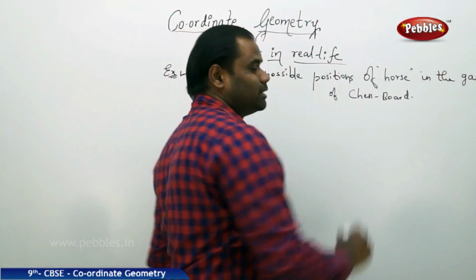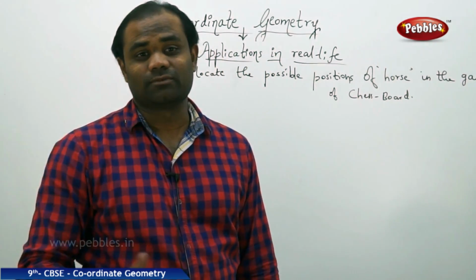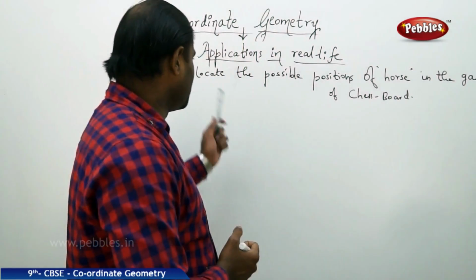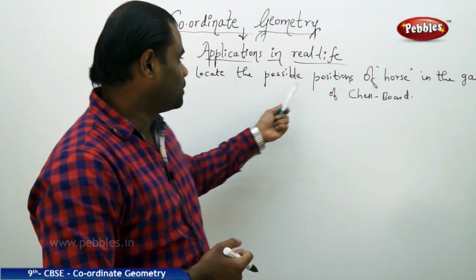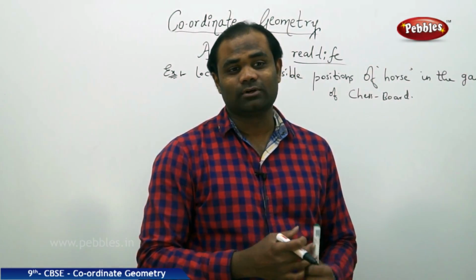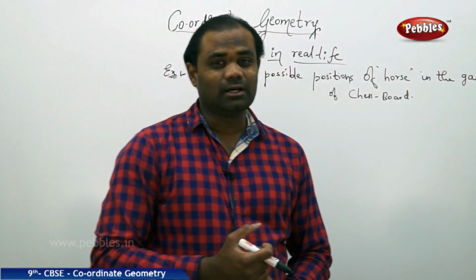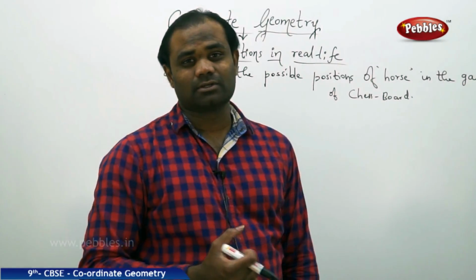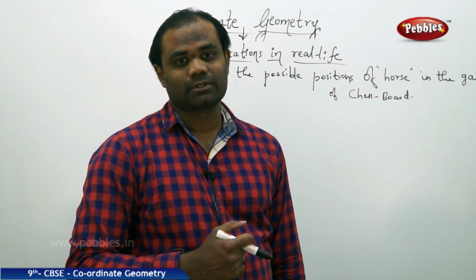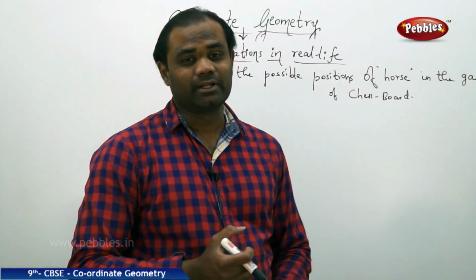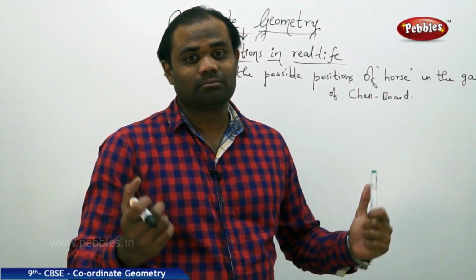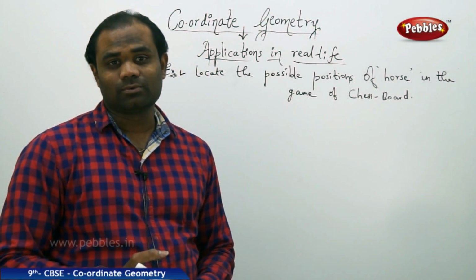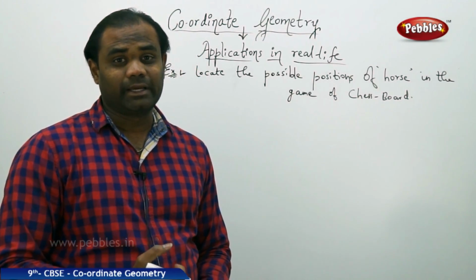The horse in the chess game moves through the rules of the game. So we all know how the horse moves in the chessboard. My question out here is to locate the possible positions of horse in the game of chessboard. So let's see how we can locate the various positions, assuming the horse is on the origin. Let's try to connect this in real life with the Cartesian plane system, and locate through the graphical XY coordinate system.